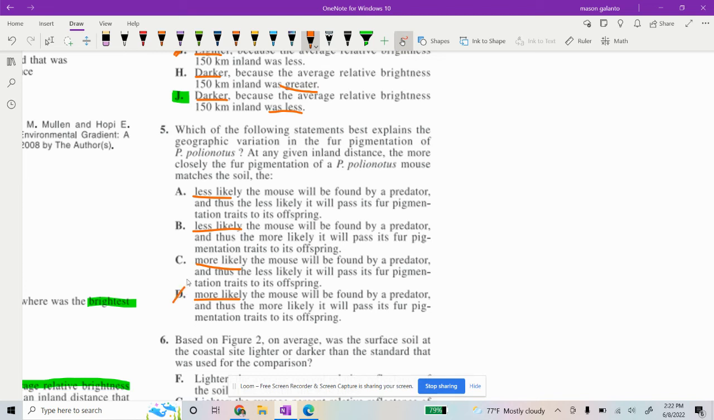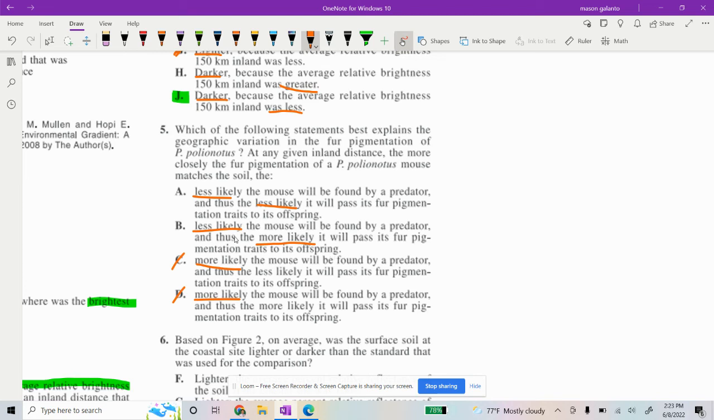Just off of that first statement, I'm going to go ahead and eliminate C and D, because if you match your surroundings, hence camouflage, you're less likely to get eaten. And thus, the more likely it will pass its fur pigmentation traits to its offspring.